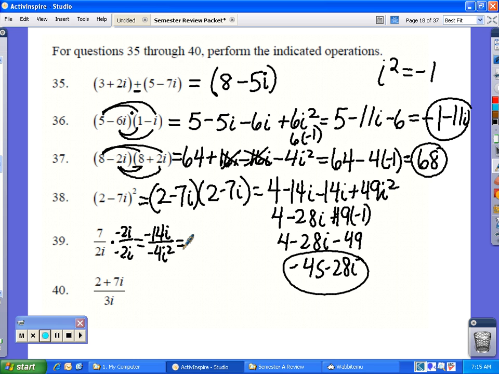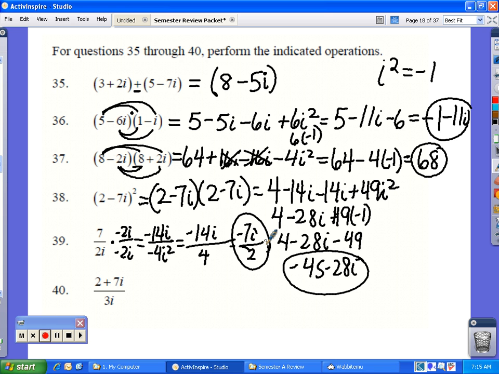Negative 4i squared, again, i squared is equal to negative 1. So it's negative 14i over positive 4. Because negative 4 times negative 1 is positive 4. If you wanted to, you could now take out a 2 from both of those, and you would be left with negative 7i over 2.